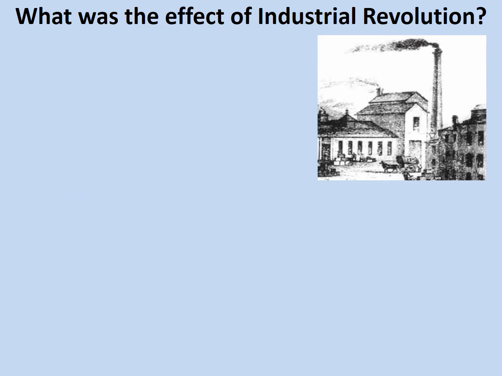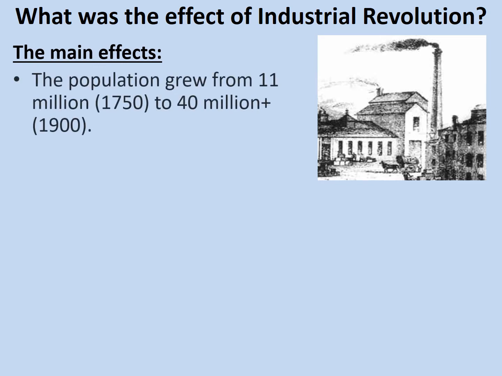What was the effect of the Industrial Revolution? Well, the main effects were as follows. The population grew from 11 million, or roughly that, in 1750 to roughly 40 million plus by 1900. So 150 years might sound like a long time, but when you look at the population growth in previous centuries, this is an absolute rocket.